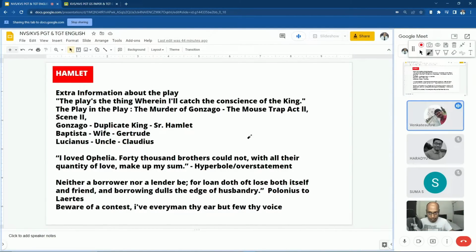The Murder of Gonzago. Subtitle? The subtitle is The Mouse Trap, Act 2 and Scene 2. Right. These types of questions will come in exams.